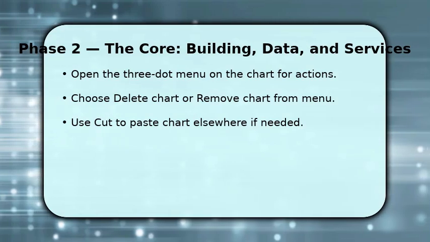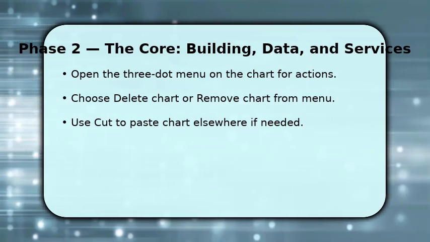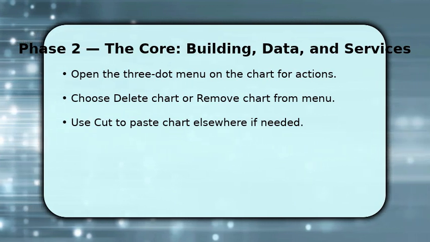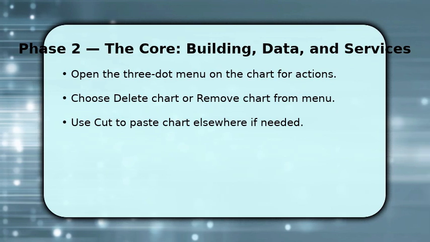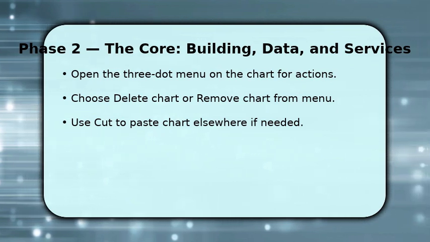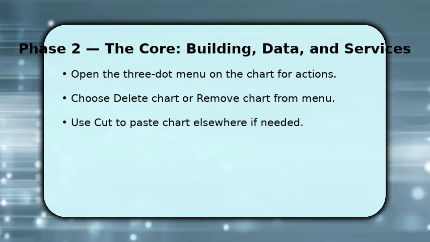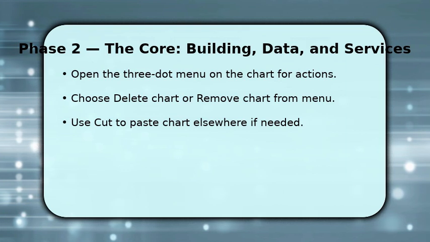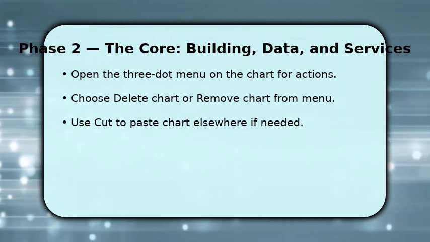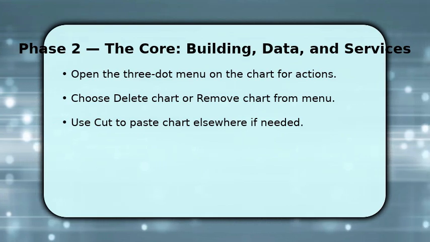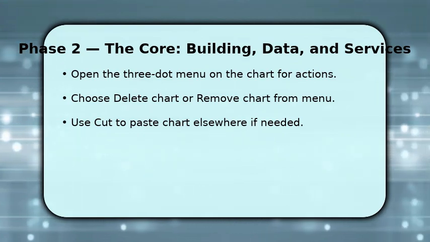If a simple keypress doesn't work, click the chart's three-dot menu in the top right corner of the chart frame. From there, select Delete Chart to remove it cleanly. If you may need it later, choose Cut instead, which places it on your clipboard. Once done, make sure the underlying cells are intact. Deleting a chart never changes the source data. This menu route also helps when charts are layered or anchored and resist direct selection.